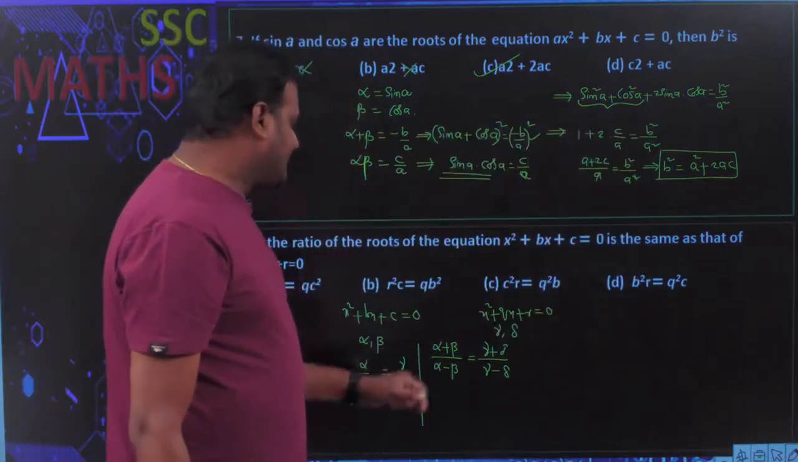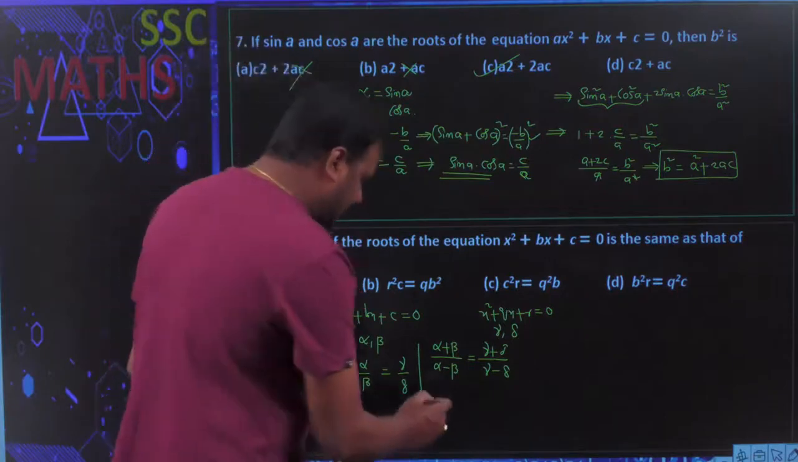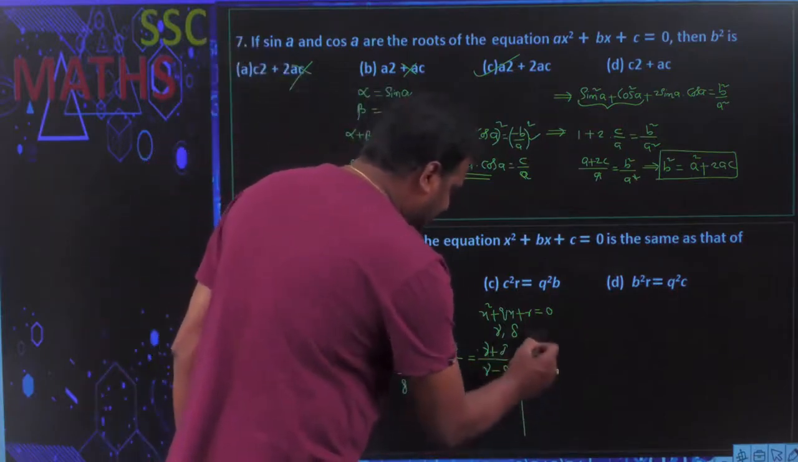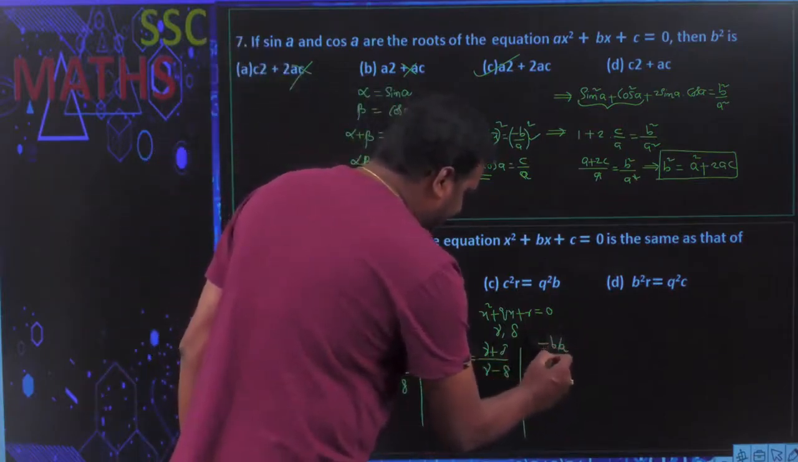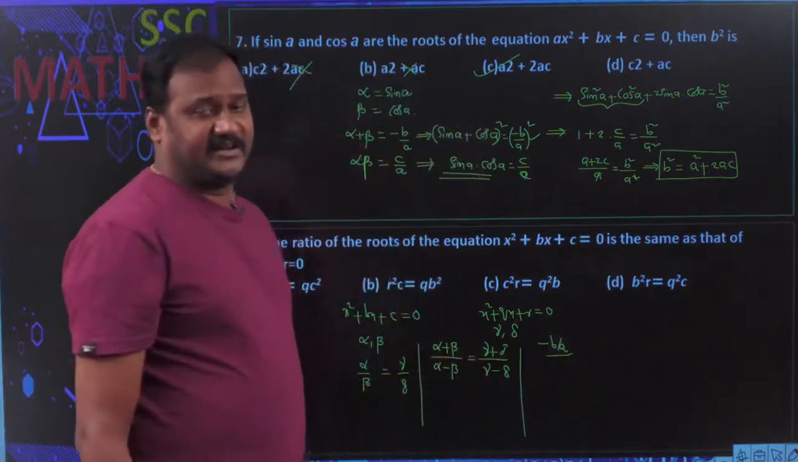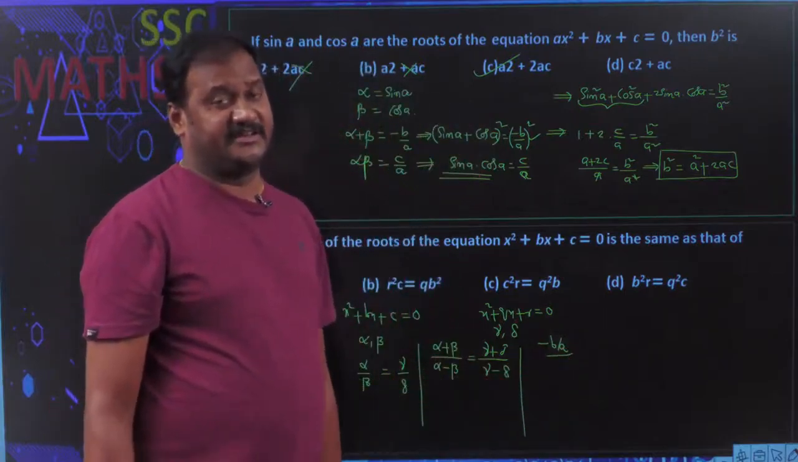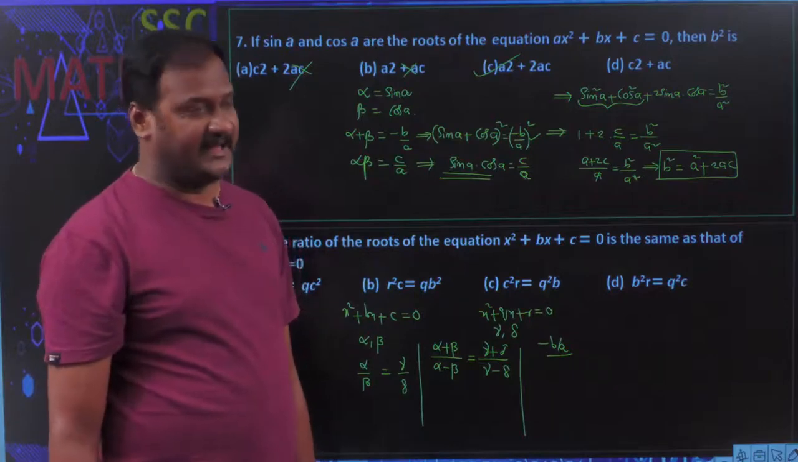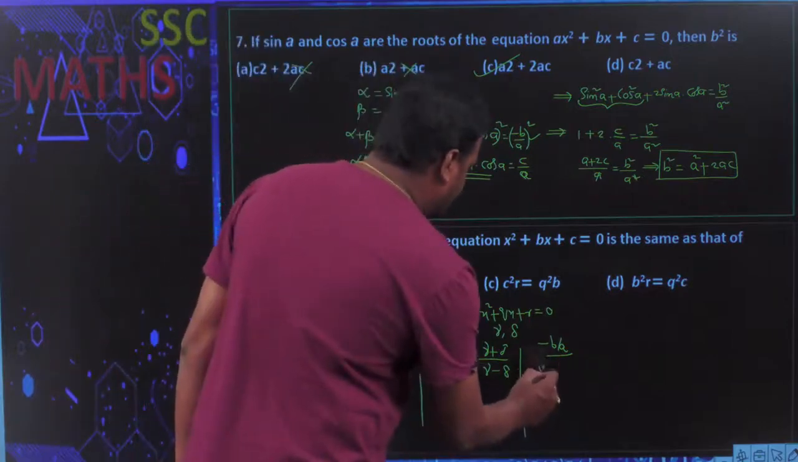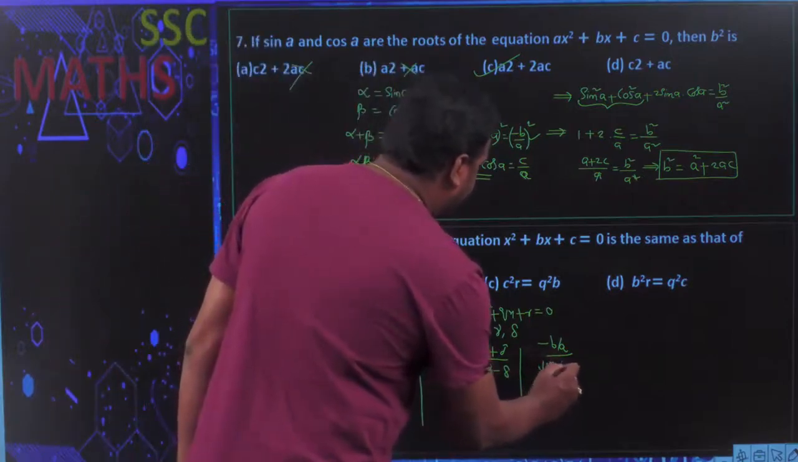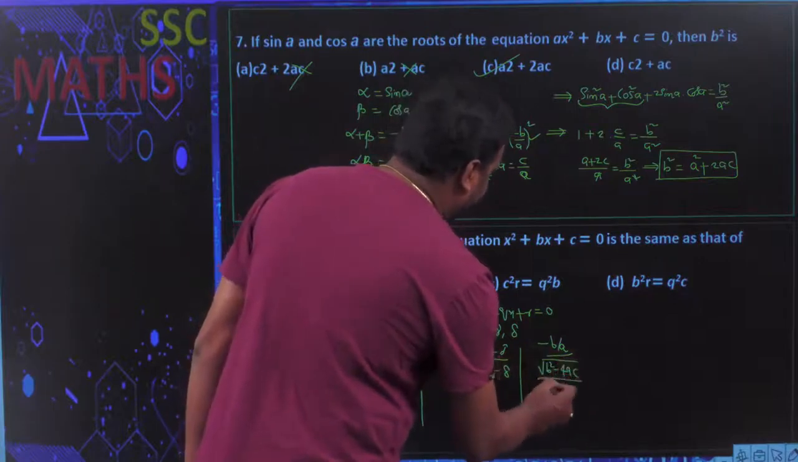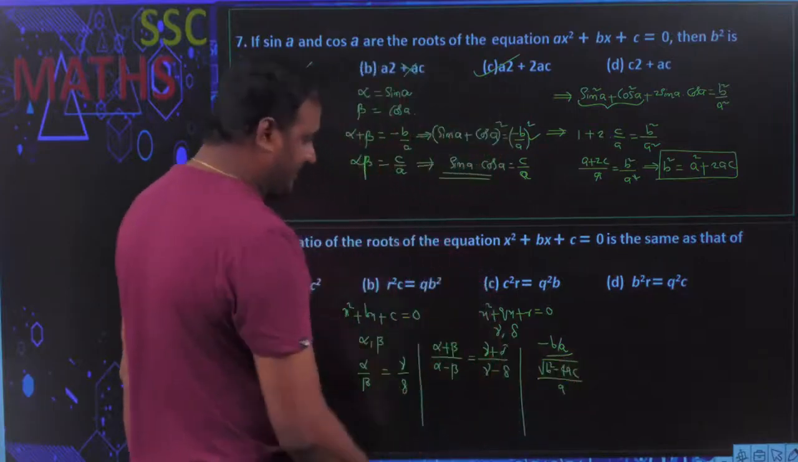What is the formula for alpha plus beta? Alpha plus beta is equal to minus b by a. I would write here, minus b by a divided by, what is alpha minus beta? The difference of roots is root over b square minus 4ac by a. Root over b square minus 4ac divided by a. This is about the left hand side.